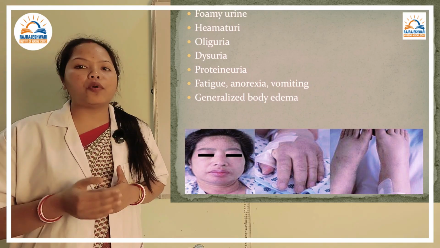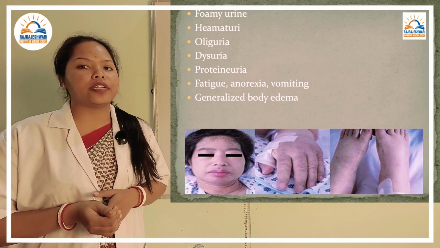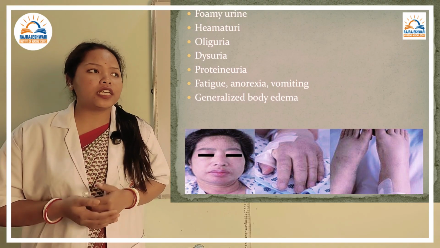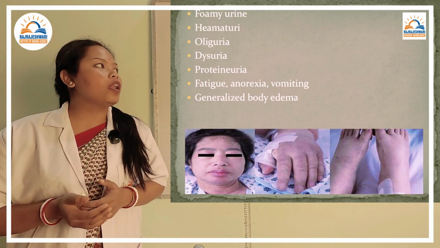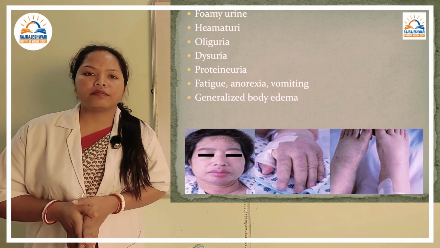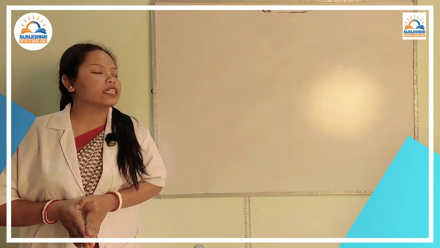Then next one is proteinuria, that is protein in urine. Then last one is fatigue, anorexia, vomiting and headache. Those all are signs and symptoms of glomerulonephritis. The next is diagnostic evaluation.